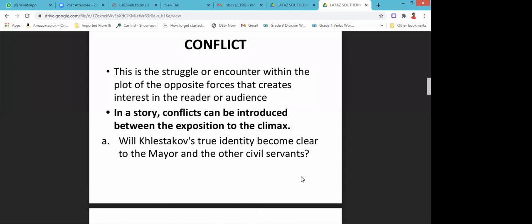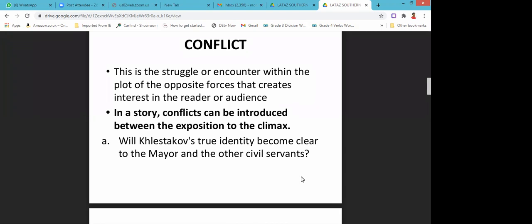Now, we talked about elements of the story. We talked about the plot. Now we also need to talk about the conflicts. Remember, I mentioned from the exposition to the rising action, before the climax, we have introduction of characters and conflicts, and they build up to the crisis.